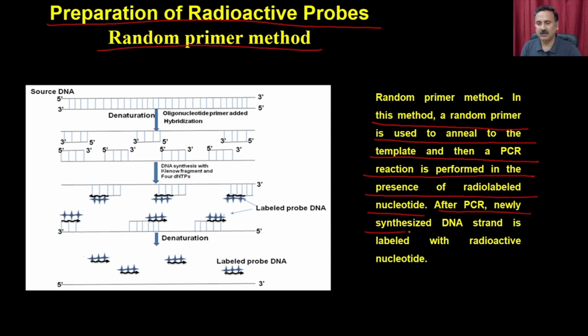After the PCR, the newly synthesized DNA strand is labeled with a radioactive nucleotide. Suppose this is the template for which you want to synthesize the probe. You add the oligonucleotide primers and do the hybridization, so they hybridize to the template. Then you do DNA synthesis with the help of the Klenow fragment and the 4 dNTPs. It synthesizes the strands and incorporates the radioactive nucleotides, and that's how it produces the labeled probe.